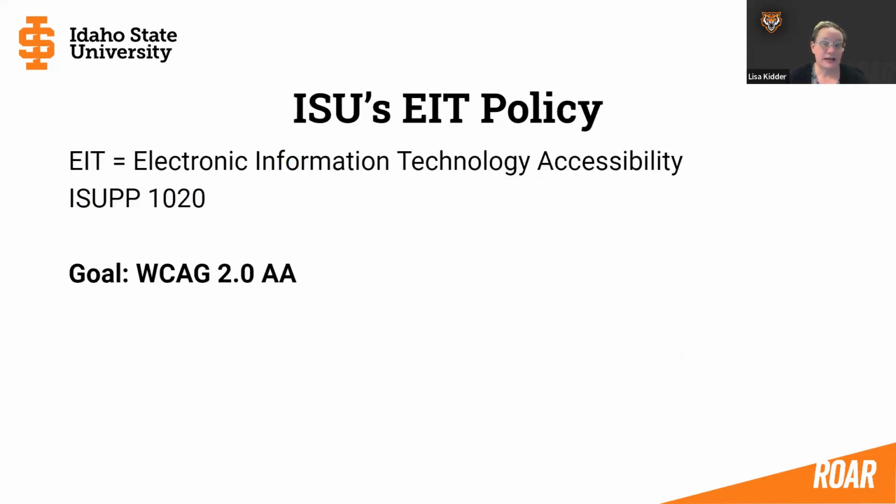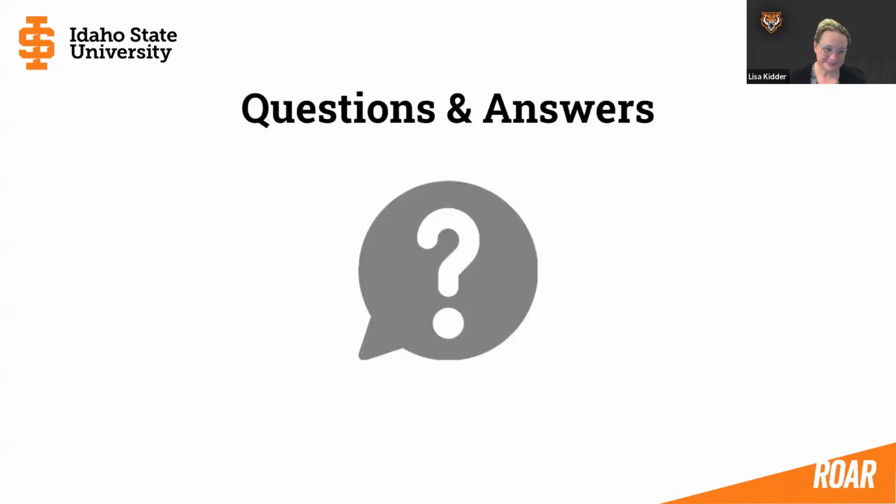To give you some background and things to look for, ISU's Electronic Information Technology Accessibility Policy states that our goal is to strive for WCAG 2.0 AA. So if you are looking at a VPAT or if you are looking at some of those standards, those are the things that we are striving to accomplish here at ISU. And as always, if you have a struggle looking for policies for tools, we can help you with that one.